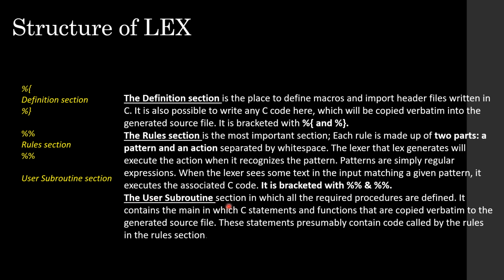The user subroutine section, in which all the required procedures are defined. It contains the main, in which C statements and functions are copied to the generated source file. These statements presumably contain code called by the rules in the rules section.